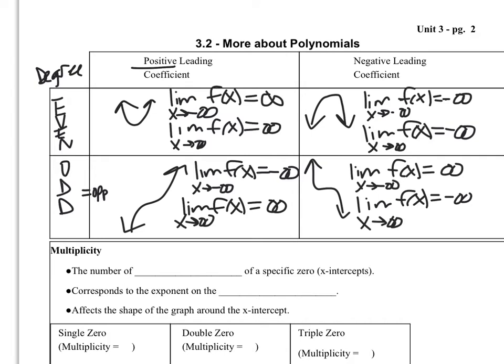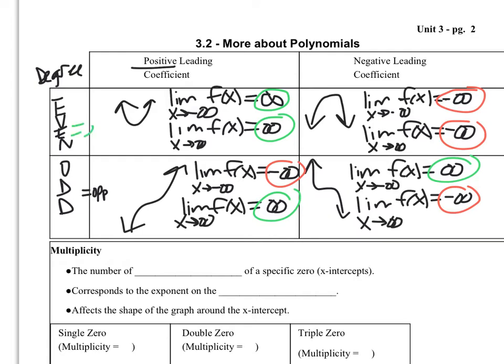So if we look at that, I'm going to circle where our negatives are and our positives. So even is equal. They do the same thing. So I'm both positive or both negative. Odd, they're opposite. One's going to be negative, one's positive.